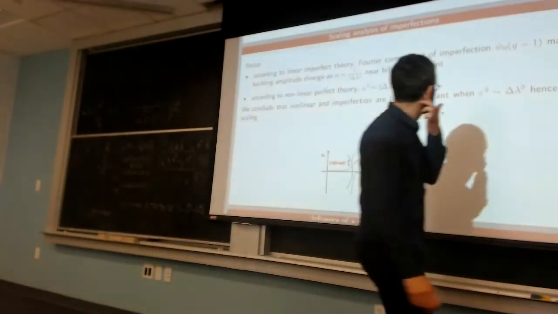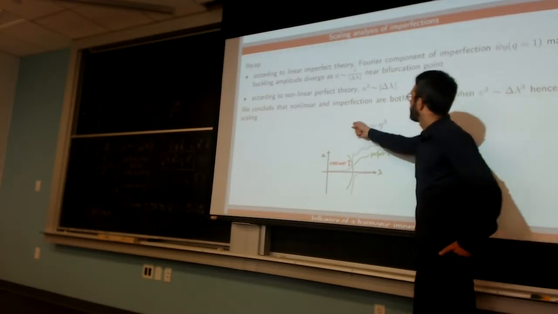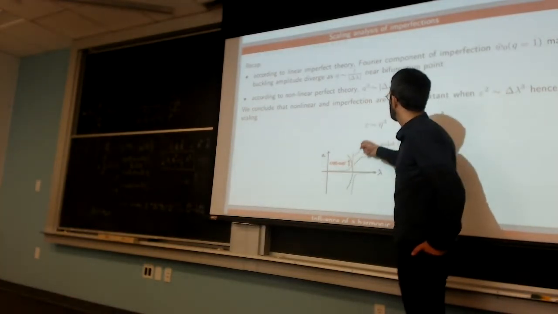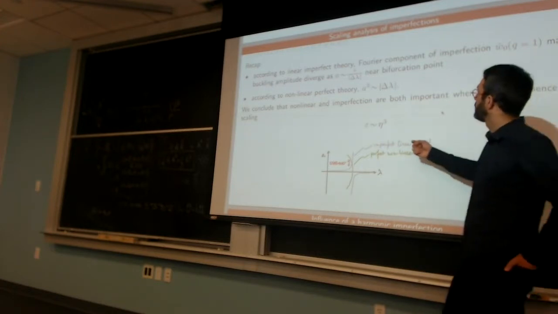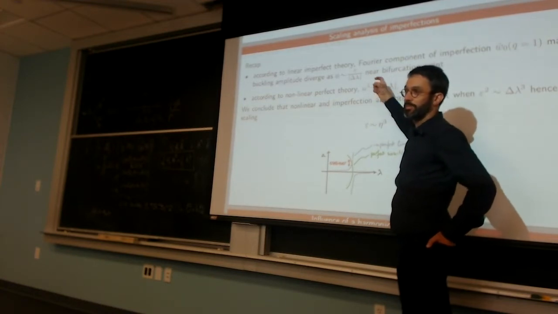I want to connect with the other thing. So in terms of eta, that suggests that to get this improved theory, I should assume that the imperfection scales like eta cubed. Okay? If I don't do that, then I'll fall back to either one of these regimes.